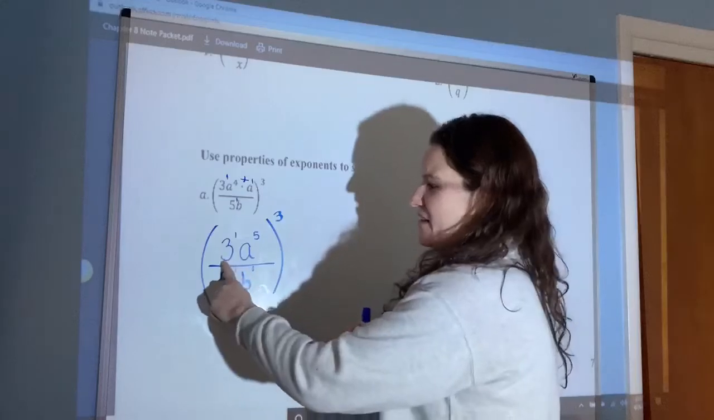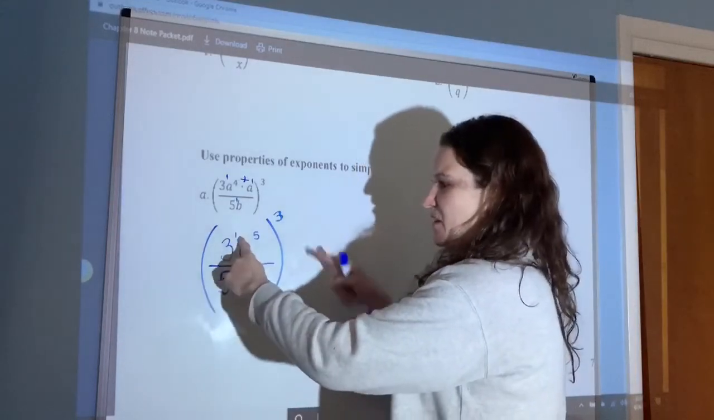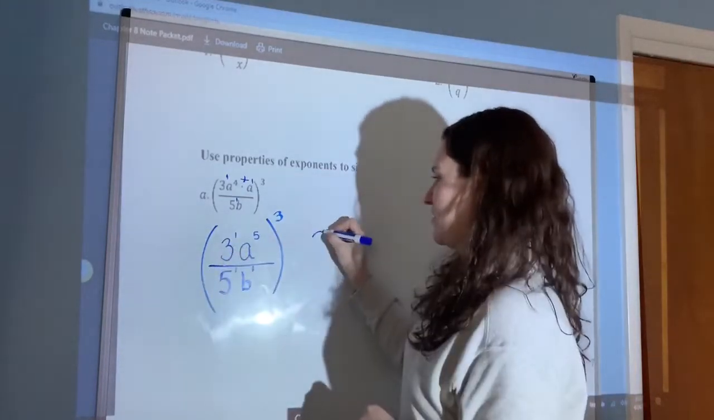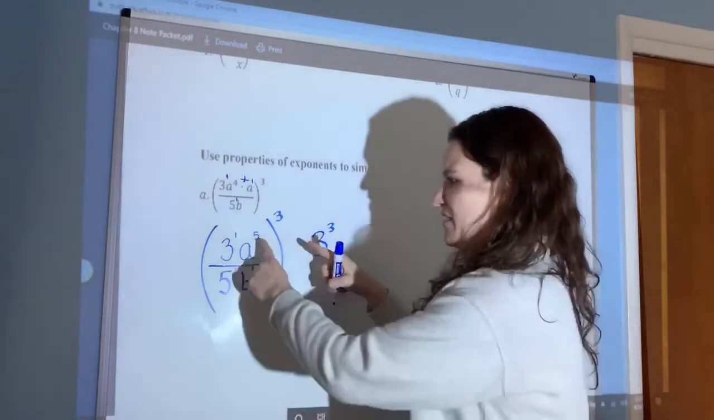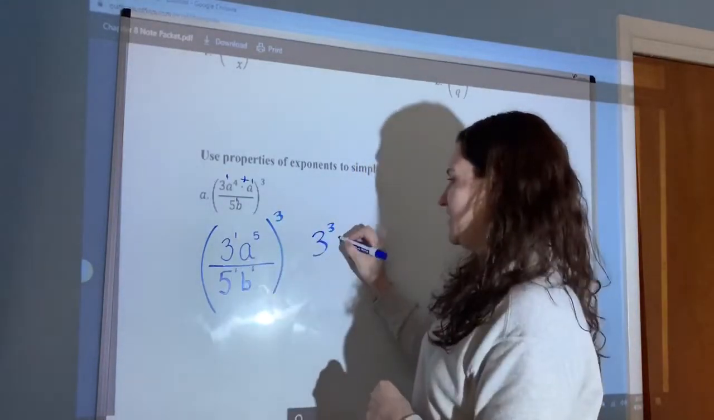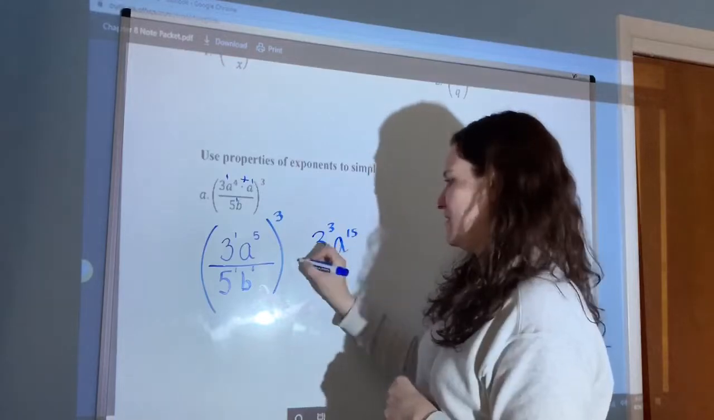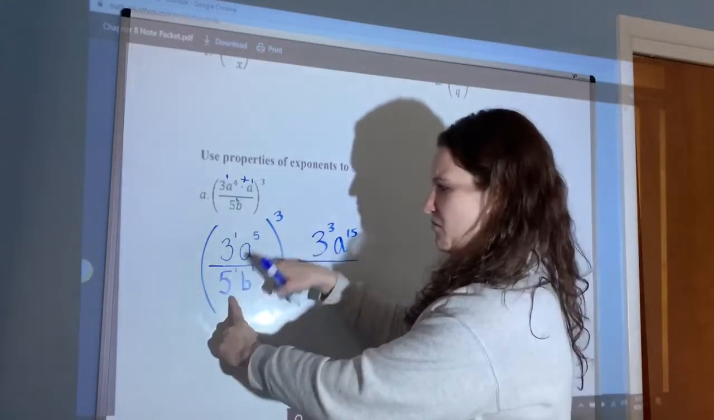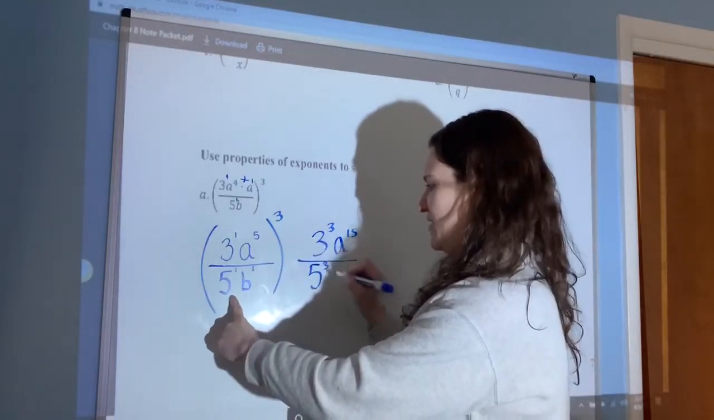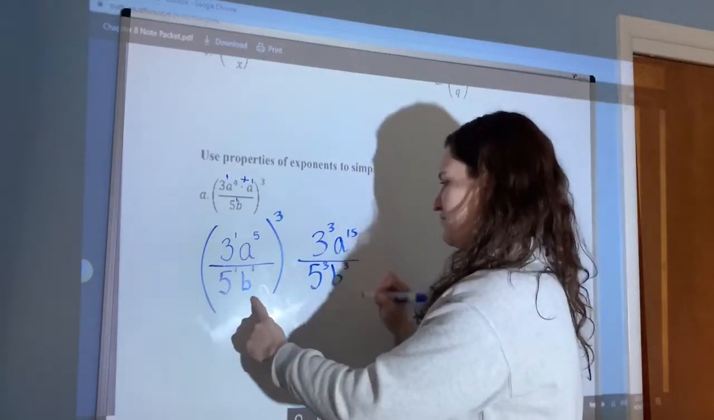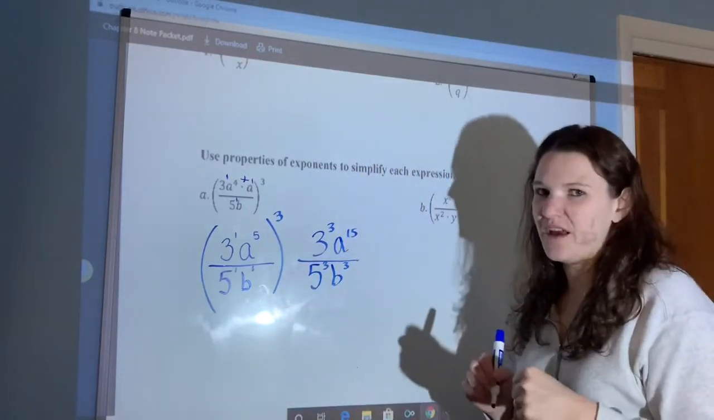So now I have the base of 3, and I'm going to multiply my powers. So I'm going to have 3 to the 3rd power. 5 times 3 is going to give me 15. A to the 15th power over 1 times 3 gives me 5 to the 3rd, and then b to the 3rd. We can simplify a little bit more there using your calculator.